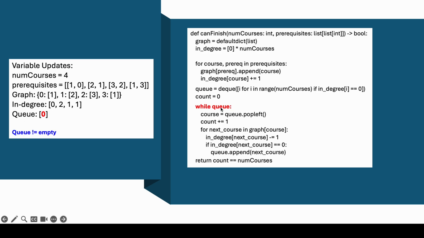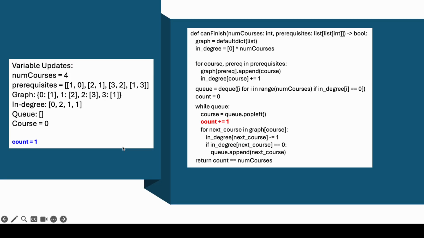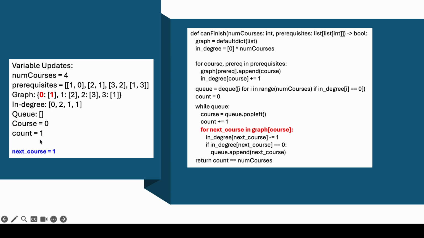Now, is Q empty? No, it isn't. So we're going to be able to enter the loop. Now we're going to remove 0 from the queue. Course is going to equal 0. That's how we're going to initialize it. And again, that's how breadth first search works. We use a queue versus depth first search, where we use recursion. And again, now this shows that we visited 0. We increment count by 1. It used to be 0. Now it's 1. Now we're going to go through the graph.